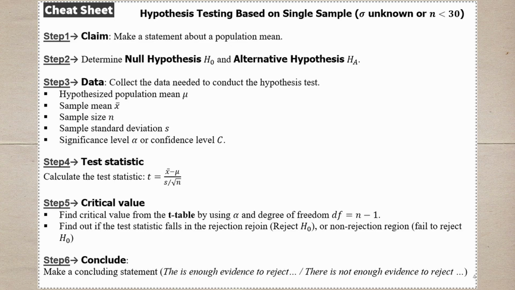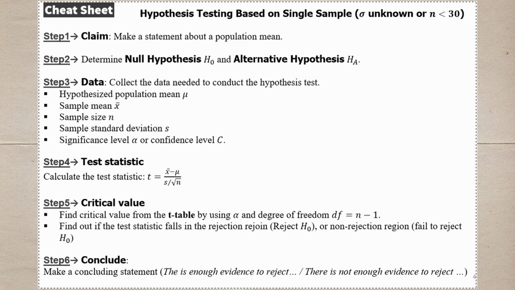Let's have a look at the cheat sheet to be used for hypothesis testing based on a single sample where the population variance is unknown or the sample size is less than 30. Step 1. Make a statement about the population mean. Step 2. From that statement, make a null and alternative hypotheses. Step 3. Read the problem statement carefully and extract the needed statistics to conduct the hypothesis testing, like the hypothesized population mean, the sample size, the sample standard deviation, and the significance level.